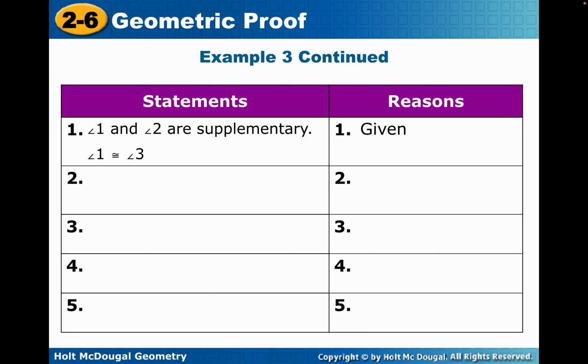Okay. Who thinks they know what our next step is going to be? Is there any words up there that we need to explain? Perfect. The measure of angle 1 plus the measure of angle 2 equals 180 degrees. Okay. And this is going to be what? Yep, the definition of supplementary angles. Perfect.